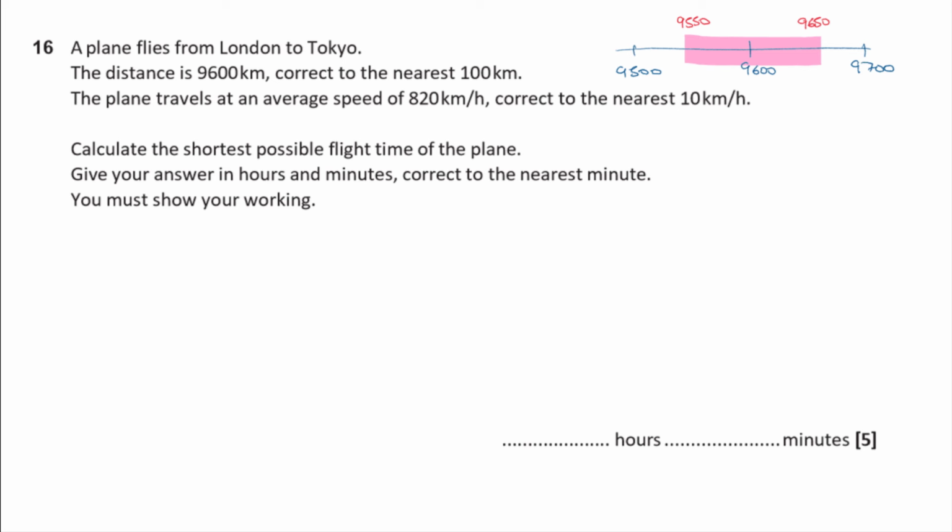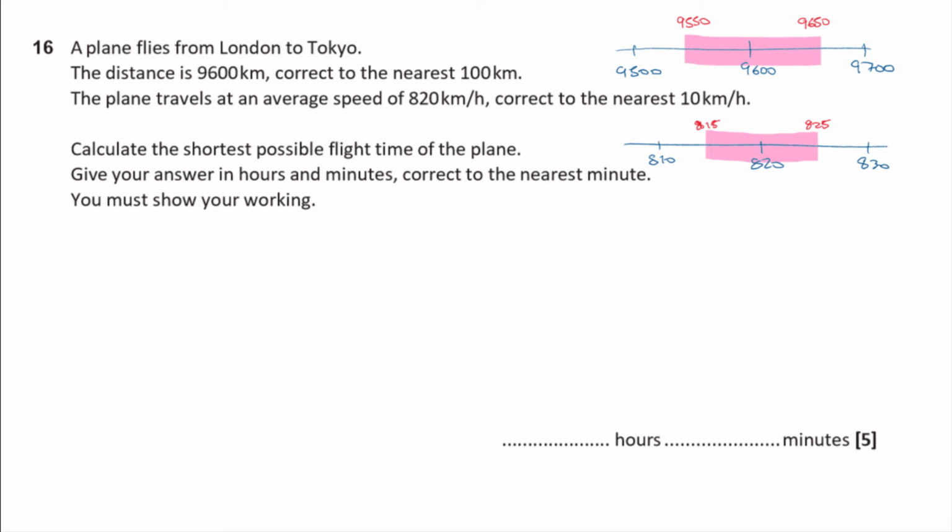Now, the speed, that is 820 to the nearest 10 kilometers per hour. So again, if I imagine a scale, the next digit up on that scale, if I was going up in tens, would be 830, and the one previously would be 810. And so the numbers that rounded to 820 are going to be 815 and 825. They're my two limits for the speed.